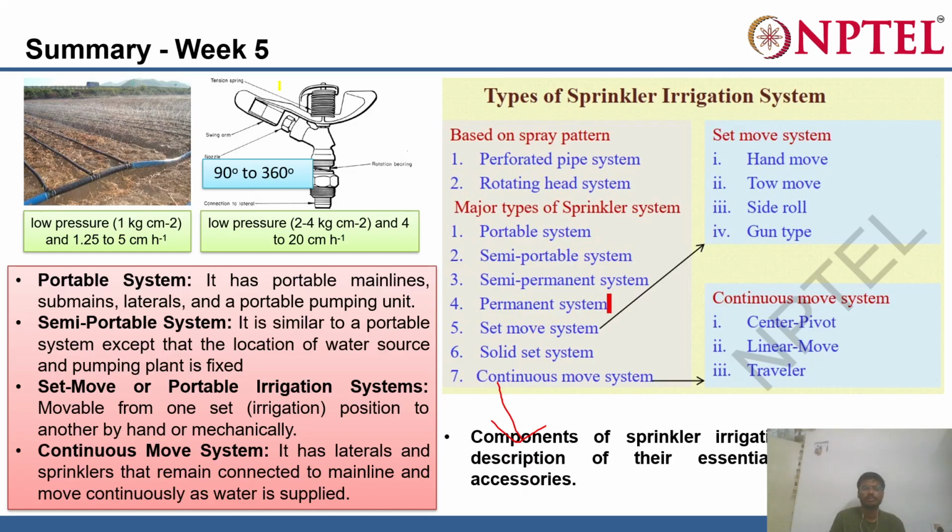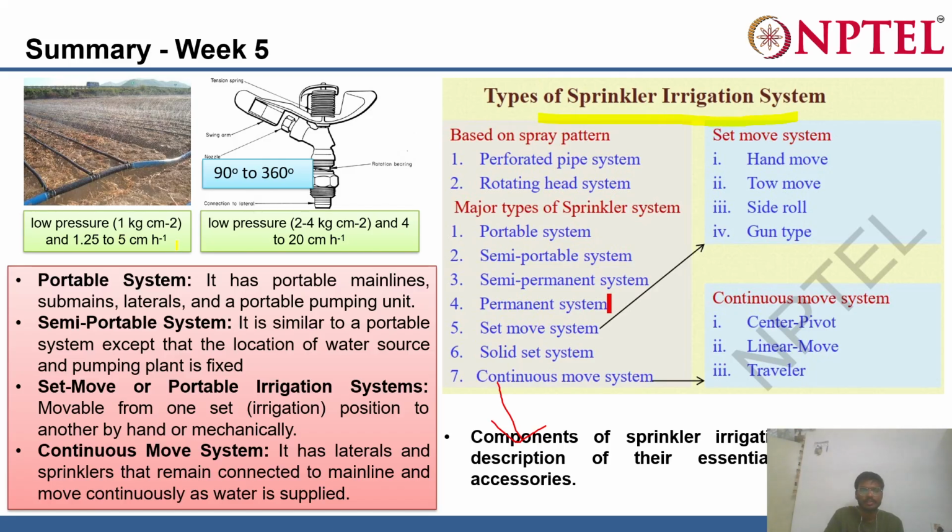While in the case of sprinkler, your pressure is quite high as compared to drip irrigation system, where you have 2 to 4 kg per centimeter square, and the infiltration rate is around 4 mm per hour. And you have here a riser, which has a rotation from 90 degree to 60 degree. Generally, we started with the types of sprinkler irrigation system.